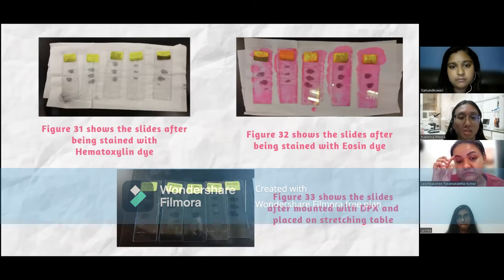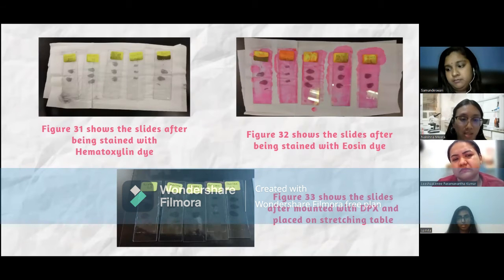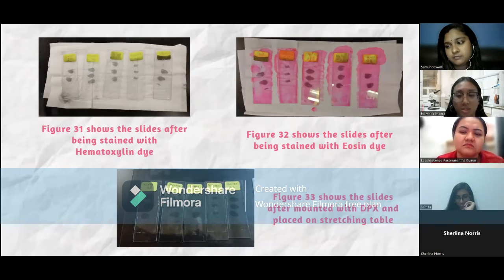Figure 31 shows the slide after being stained with hematoxylin dye, and figure 32 shows the slide after being dyed with eosin, and figure 33 shows the slide after being mounted with DPX and placed on a stretching table. Next, I will pass to Sherlina.